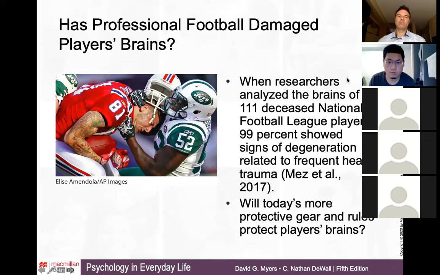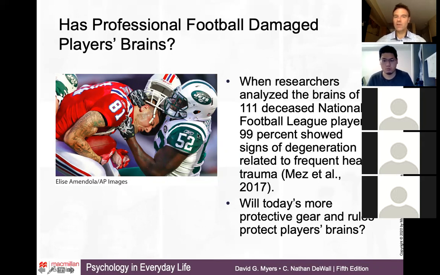Interestingly, damage to the skull and damage to the brain, such as concussions, negatively affect or damage the brain. So concussions are quite detrimental for the brain. Here's an interesting study where neurologists and neuropsychologists analyzed the brains of 111 deceased, that is dead, National Football League players. 99% showed signs of degeneration related to frequent head trauma.